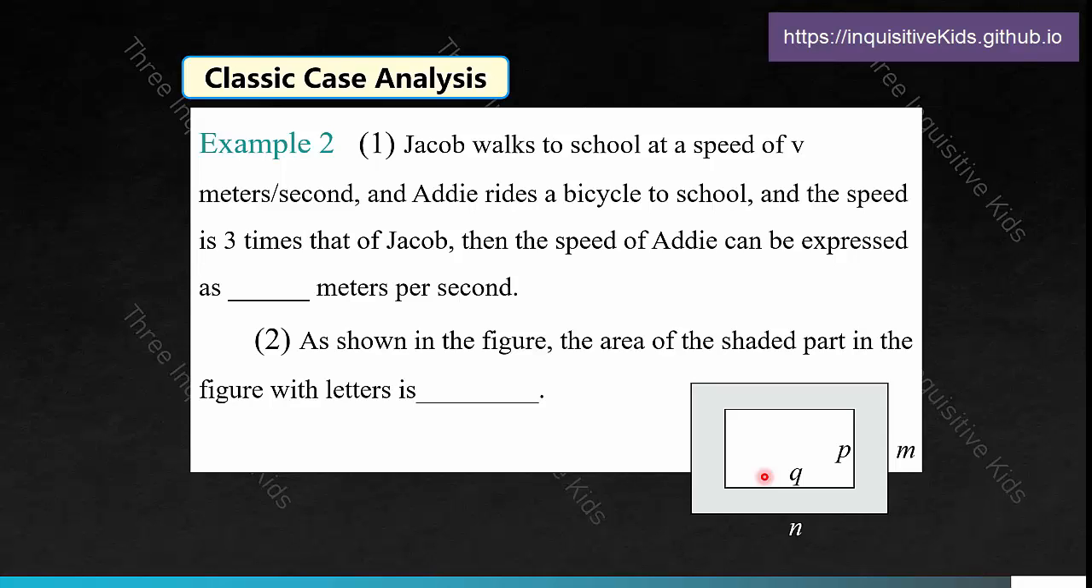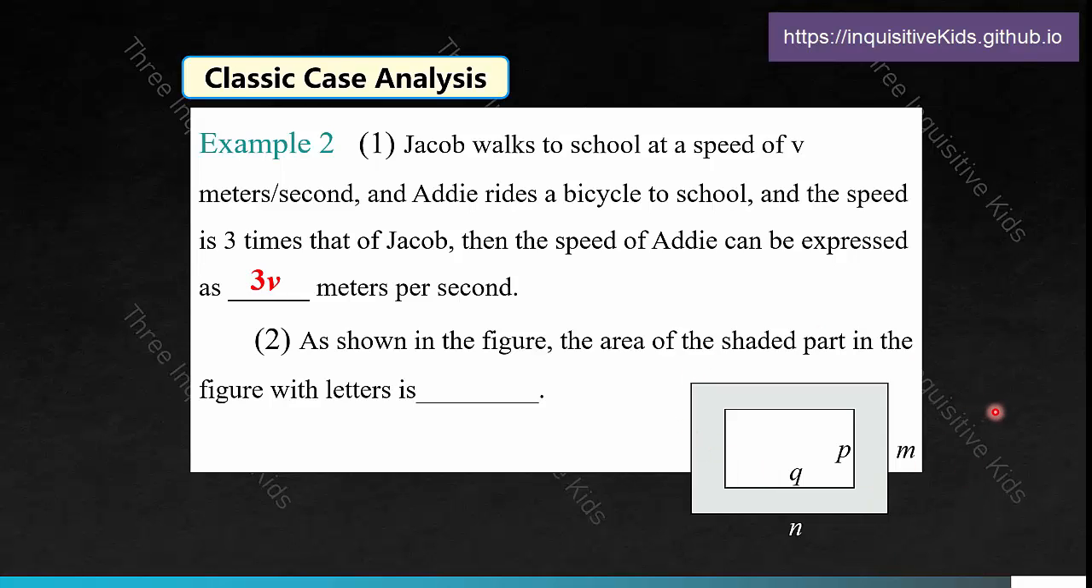Okay, so let's have another example. Jacob walks to school at a speed of v meters per second, and Addie rides a bicycle to school, and the speed is 3 times that of Jacob. Then the speed of Addie can be expressed as blank meters per second. We know that if Jacob walks to school at a speed of v meters per second, and Addie is 3 times the speed of Jacob, we can write it as 3 times v, or 3v.